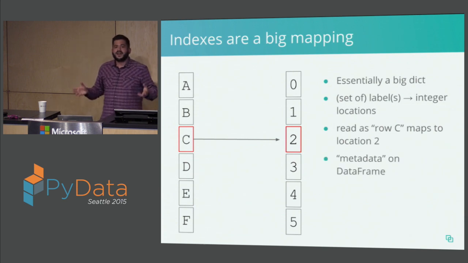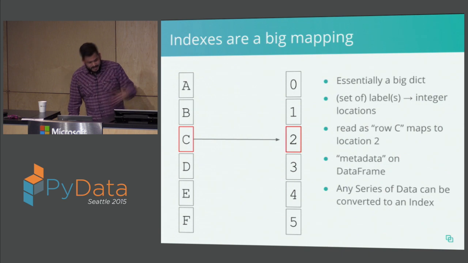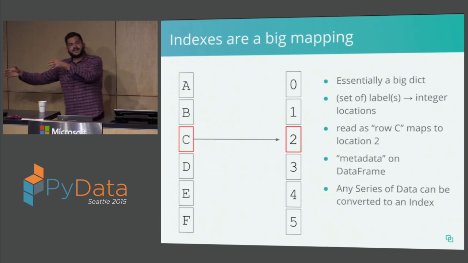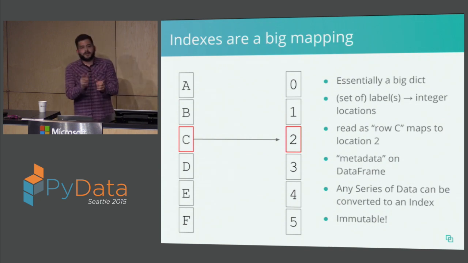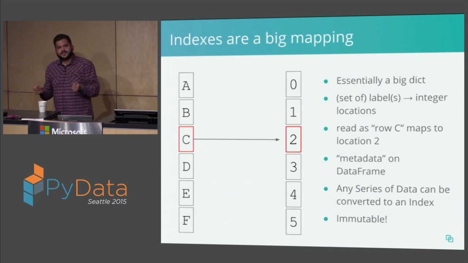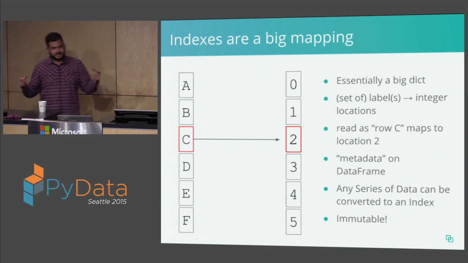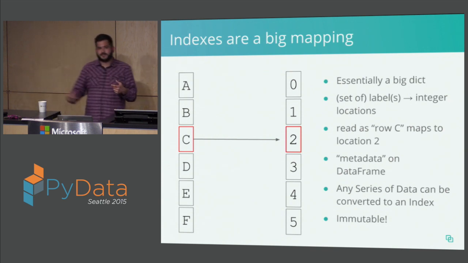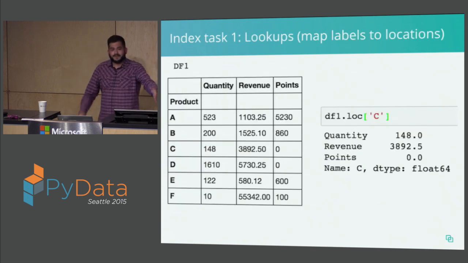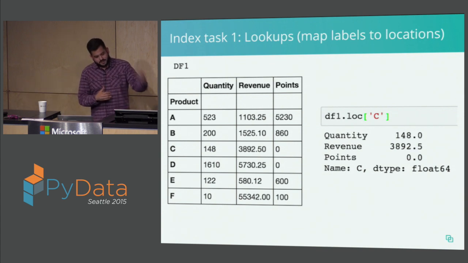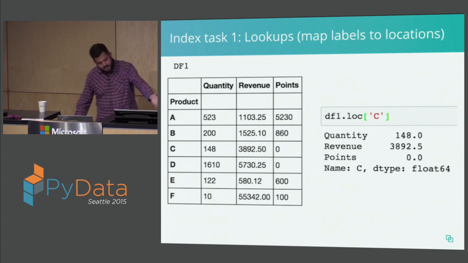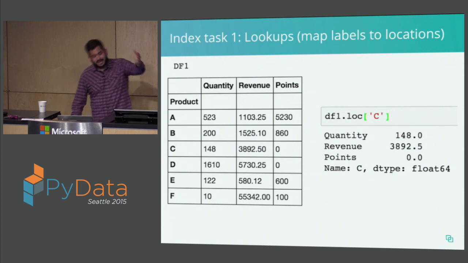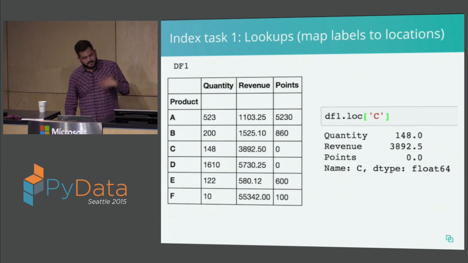It's sort of the metadata on a data frame that we care about. And then obviously, you can convert any series into an index. So that's just the overall thing. And then a really key point is that indexes are immutable. And that matters at some level because it means that you can share indexes between components and you can do a lot of expensive work behind the scenes to construct an index. So, okay, again, task 1, lookups. You have some label, you look it up, you end up with values on top of it. So you're saying loc C, which means you're going to get that row. If I said quantity, I'd get 523, 200, 148 with that index.